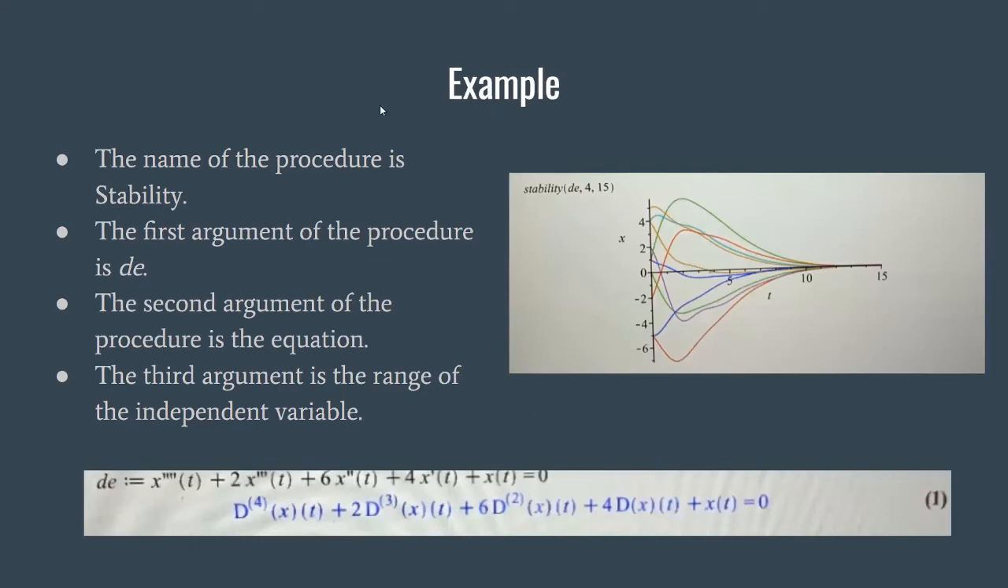Here's an example. The name of the procedure is stability. The first argument of the procedure is D. The second argument of the procedure is the equation, and the third argument is the range of the independent variable.